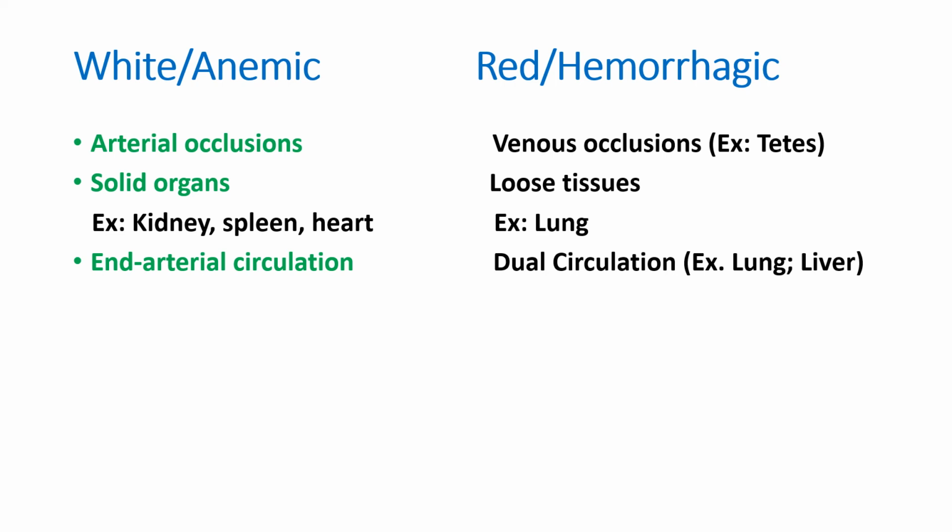So white infarcts are usually seen in association with arterial occlusions. Red infarcts are seen in association with venous occlusions, like in case of torsion of testis. And white infarcts are usually seen in association with solid organs like kidney, spleen, and heart. And red infarcts are usually seen in association with loose tissues like lung. And endarterial circulation, where there is no scope for collaterals, is always seen in association with white infarcts. And those organs with dual circulation, like lung or liver, are usually seen in association with red infarcts.